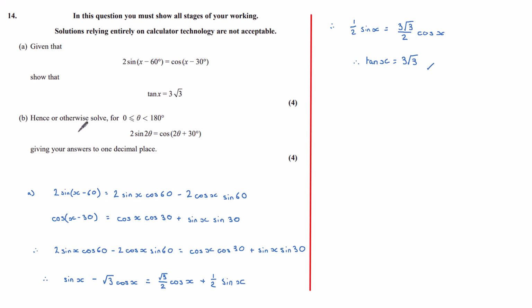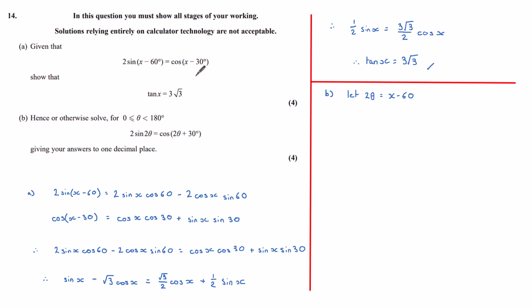Part B, hence or otherwise solve for theta between 0 and 180, 2 sine 2 theta is equal to cos (2 theta plus 30), giving your answers to one decimal place. In order to do this, we want to try and find a substitution so we can use the simplified expression we found in Part A.